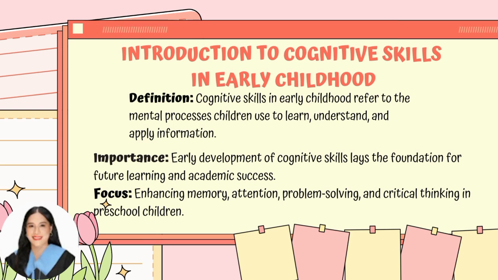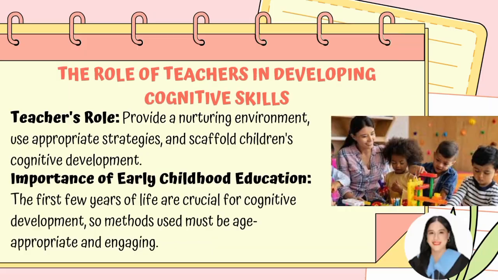For example, a preschool student named Mia is given a simple puzzle to solve. As she works on it, she uses memory to recall where certain pieces go, focuses her attention on matching shapes and colors, and uses problem solving and critical thinking to figure out which pieces go together. So this activity helps strengthen her cognitive skills in a fun and engaging way.